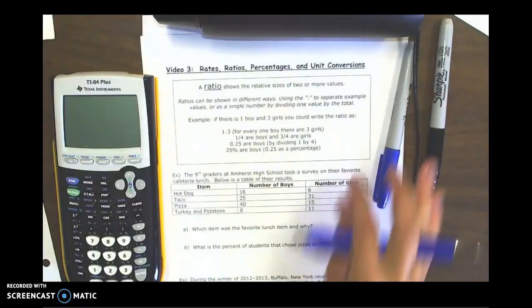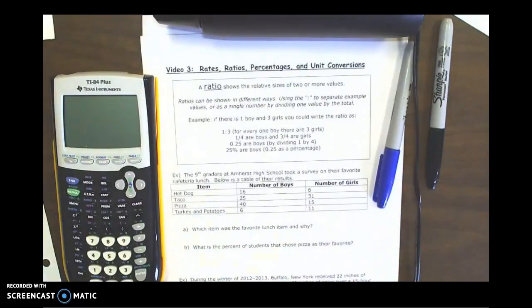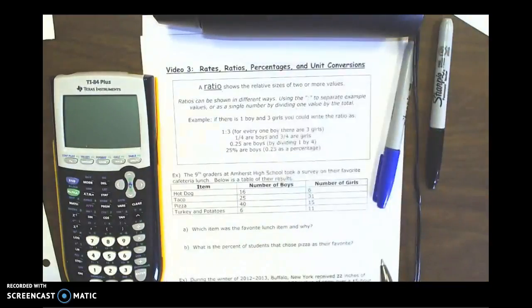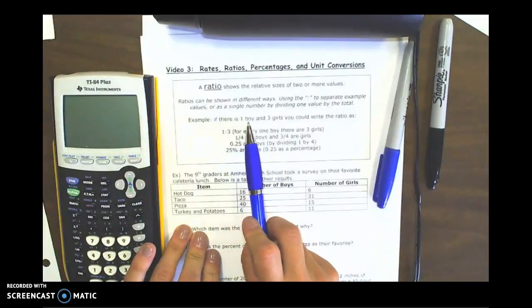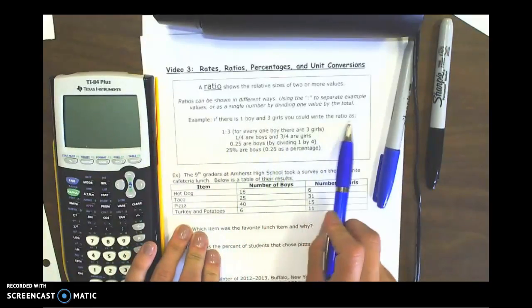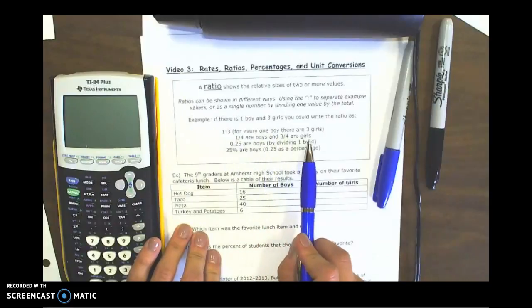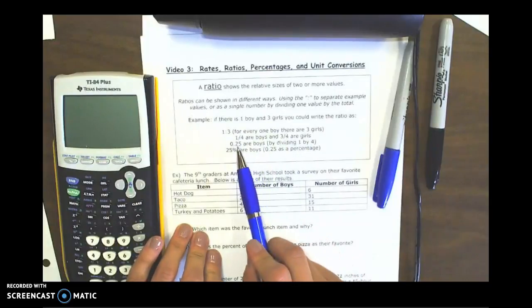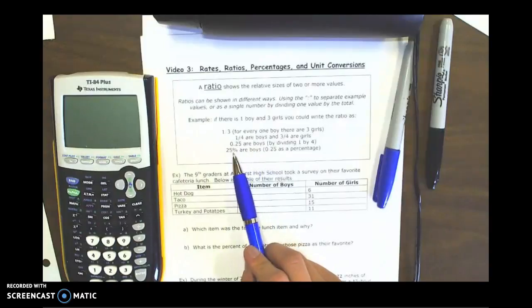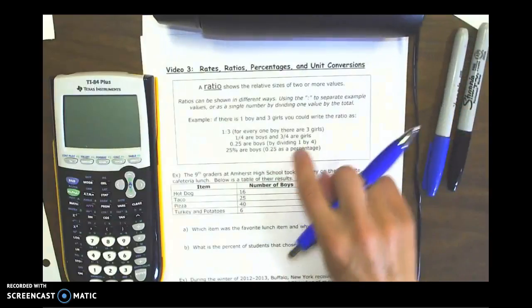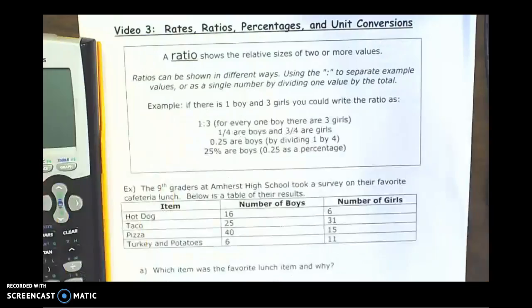In order to achieve our goal today, the first thing we have to do is review the idea of ratios. Now, a ratio can be used to compare two or more quantities. For example, if there is one boy and 3 girls, we can write it as 1 to 3. For every one boy, there are 3 girls. We can say a fourth are boys and a third are girls because the total is 4. We could say 0.25 are boys, or 25% are boys, because we can always multiply a decimal by 100 to get to your percent.